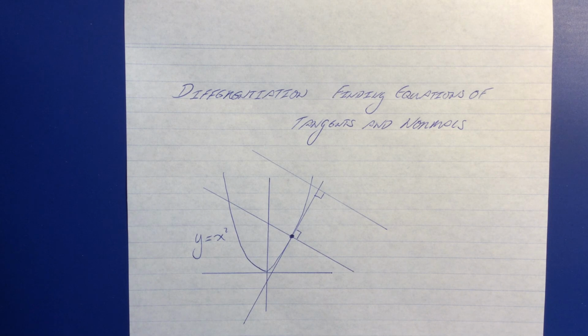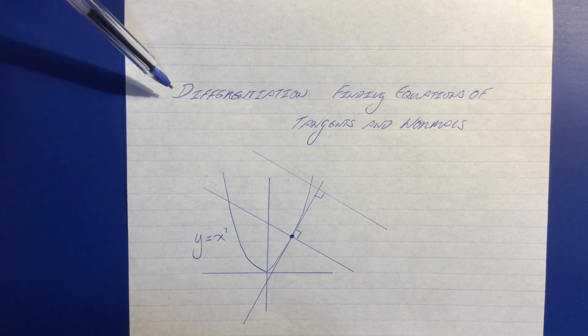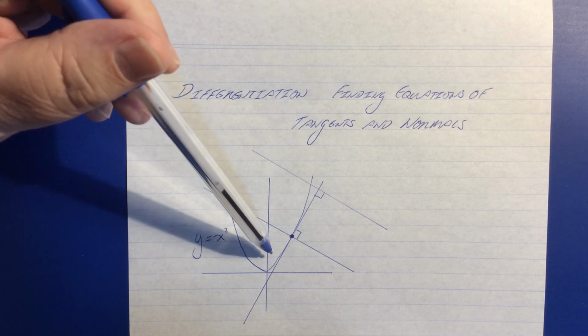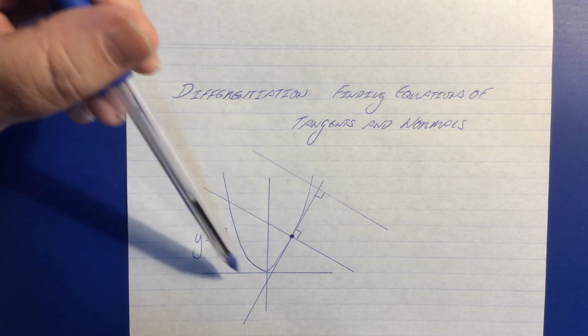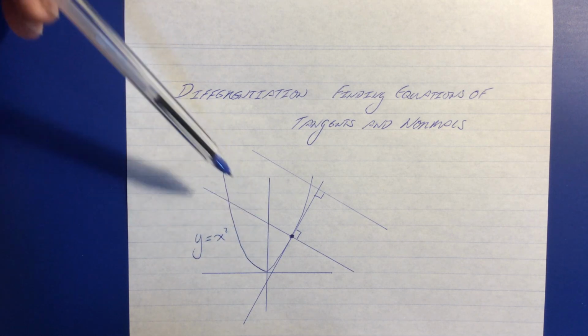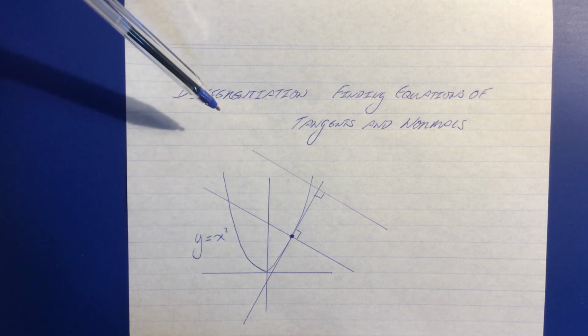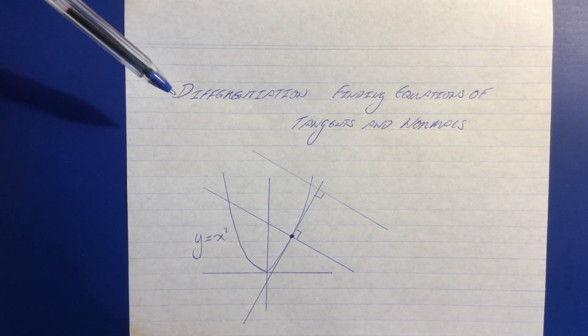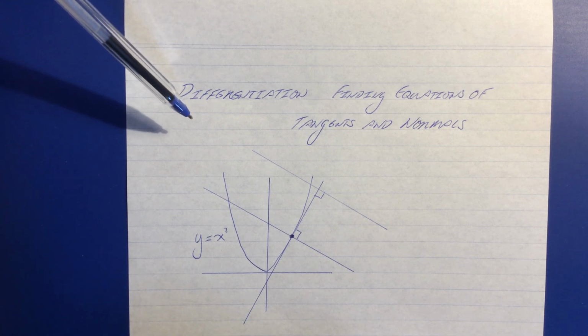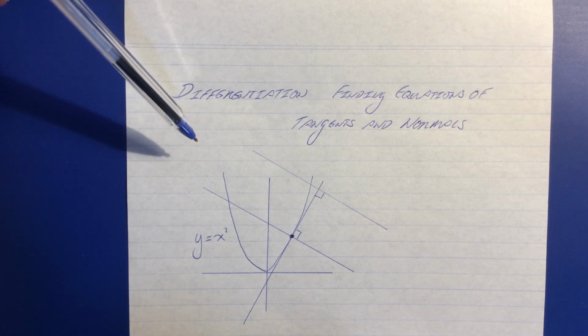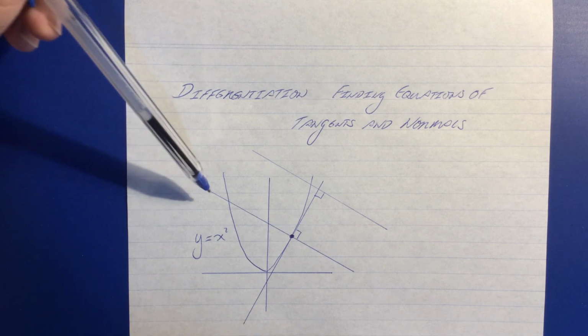Today we're looking at how we find the equations of tangents and normals. Now, this usually comes up when you've found the gradient of a curve, such as we have here, and you're asked to find the equation of a tangent and thereafter the equation of a normal. So let's just get some definitions straight.